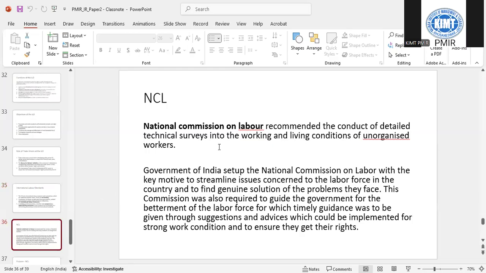We studied a little bit on the National Commission on Labor, NCL. The same thing is here. The National Commission of Labor recommended the conduct of a detailed technical survey into the working and living conditions of unorganized workers.